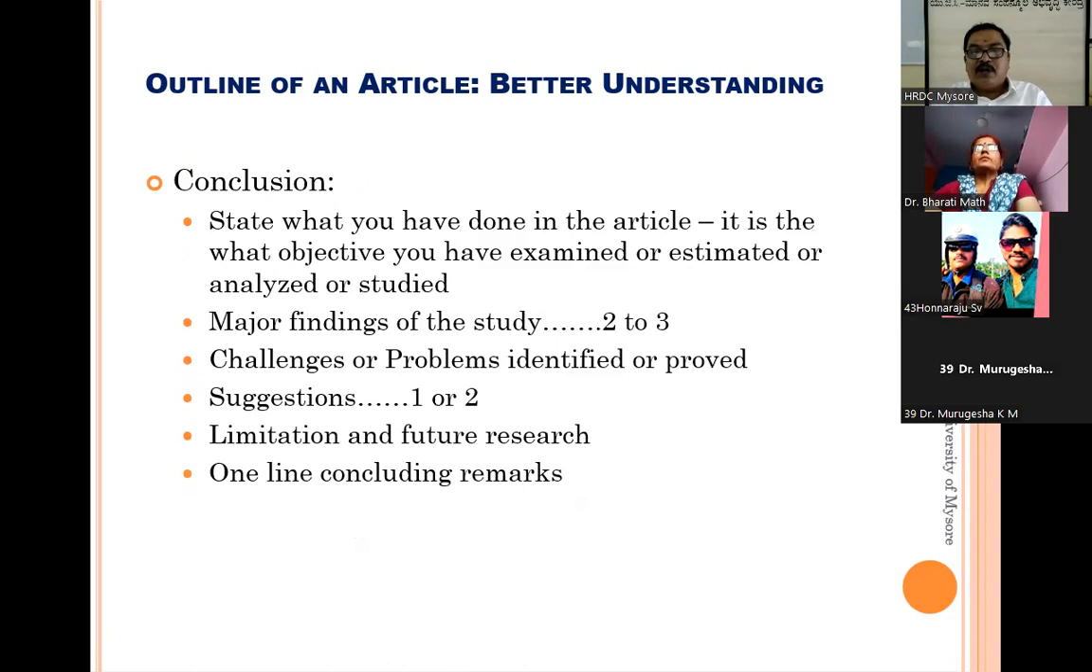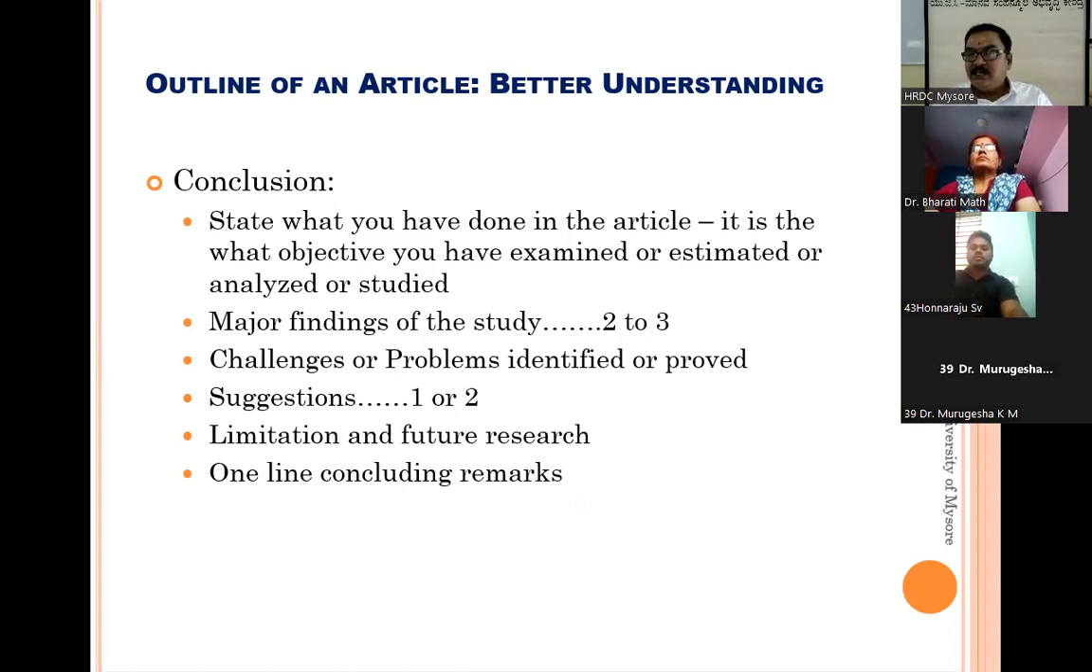And then when you come to the conclusions, what can be written in the conclusion? State what you have done in the article. So one line: what is the major focus of the present article? The objective you have examined, estimated, analyzed, or studied has to be written in the first line of the conclusion. After the first line, you talk about the major findings that you have identified in your work. Maybe findings, maybe relations, maybe differences, maybe impacts. What are the things you have identified in your article that has to be written? Two or three findings have to be written.